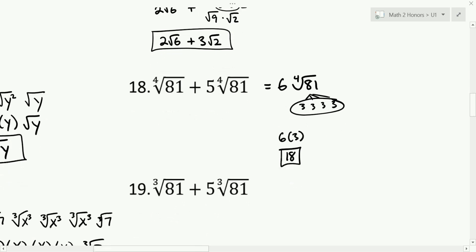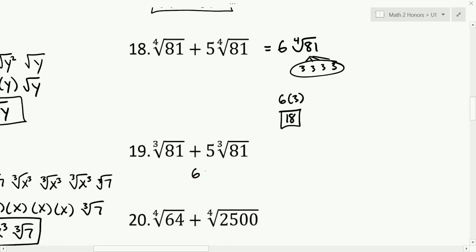Is 19 the same problem? Almost, except for the index is different, right? Index is 3. How's that going to change our answer? What's that? It's going to be irrational. We could start the same way.